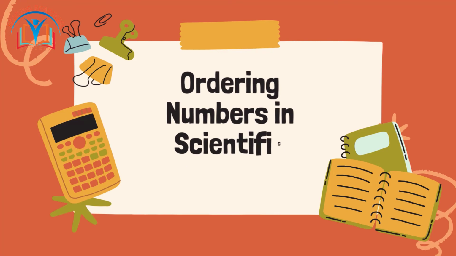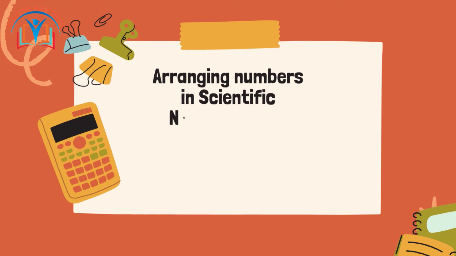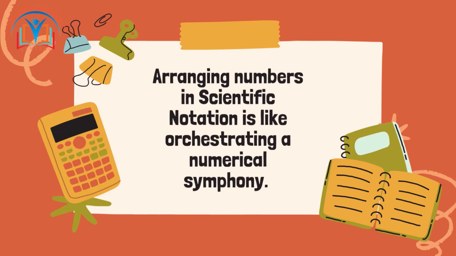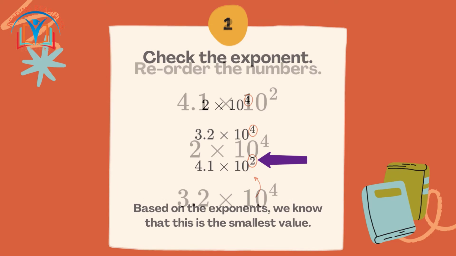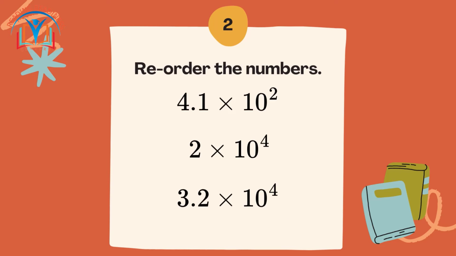Ordering numbers in scientific notation. Arranging numbers in scientific notation is like orchestrating a numerical symphony. Check the exponents, the key is the exponent. And if they match, compare the coefficients. For instance, consider these numbers. Based on the exponents, we know that this is the smallest value. And then reorder the numbers, the smallest value exponent will come first.